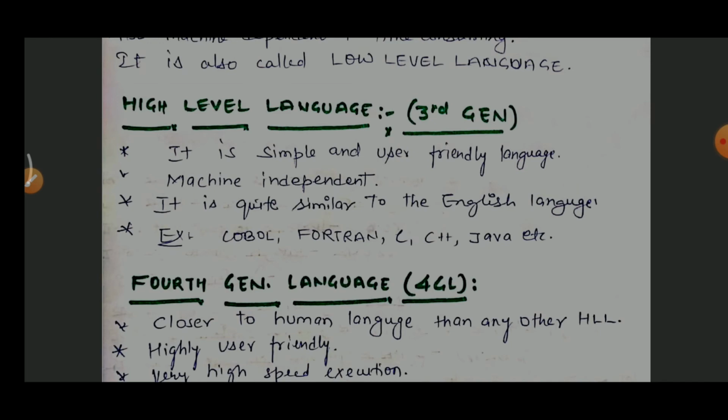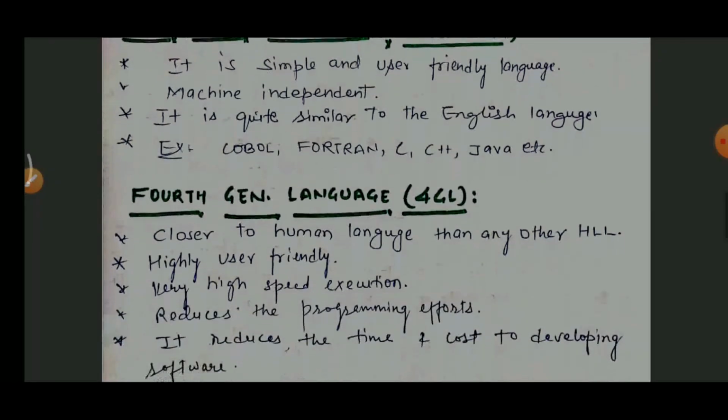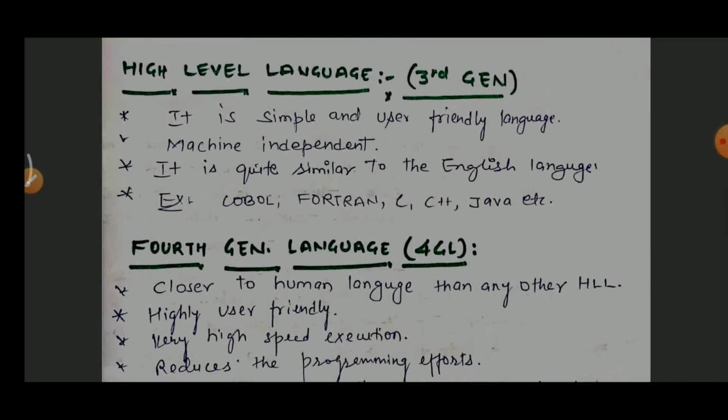One more point, which is an advantage of high level language, is that it is machine independent. That means a program constructed on any machine can be run on any other machine. The program is not dependent on only one machine. All programs written in high level language can be run on any computer. Examples of high level languages are COBOL, Fortran, C, C++, Java, etc.